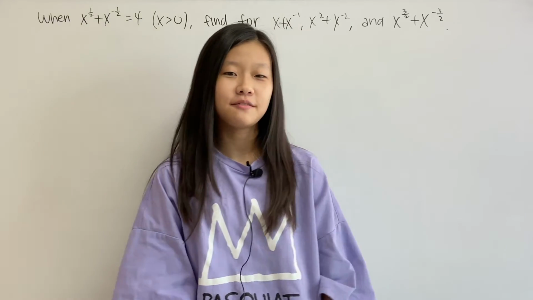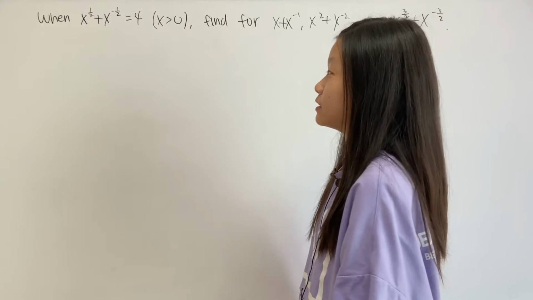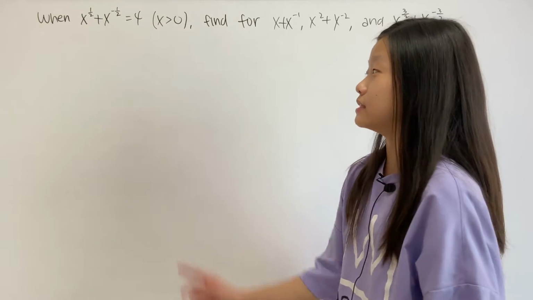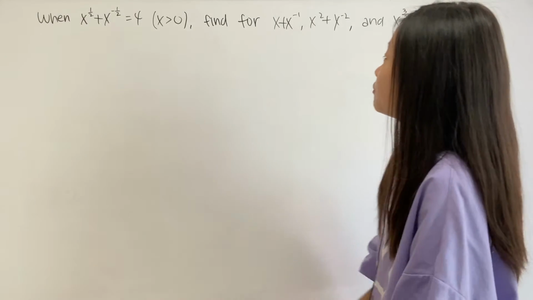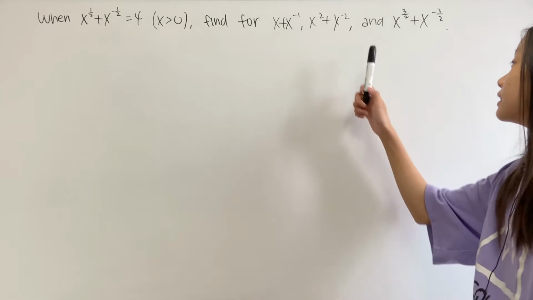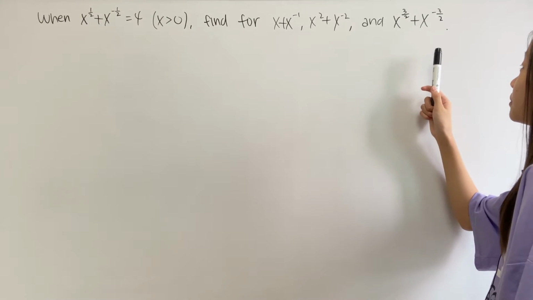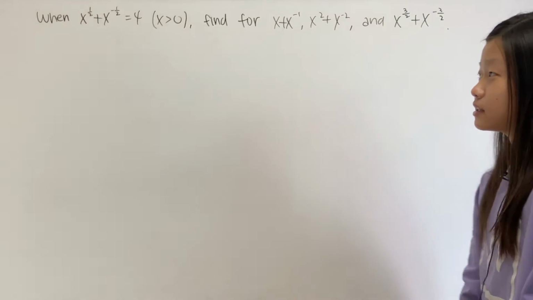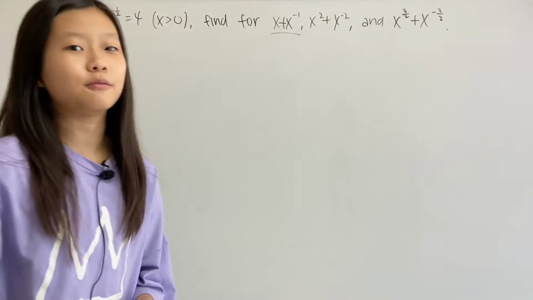Hello everyone, in this video I have a problem here that says when x to the power of 1/2 plus x to the power of negative 1/2 is equal to 4, meanwhile x is positive, find for x plus x to the power of negative 1, x squared plus x to the power of negative 2, and x to the power of 3/2 plus x to the power of negative 3/2. And first I'm going to solve for x plus x to the power of negative 1.